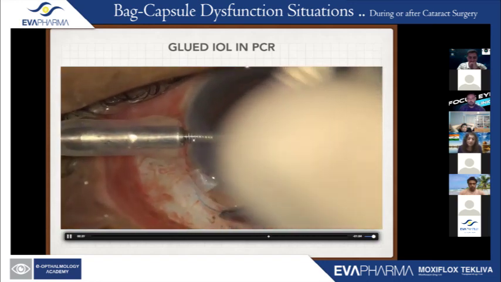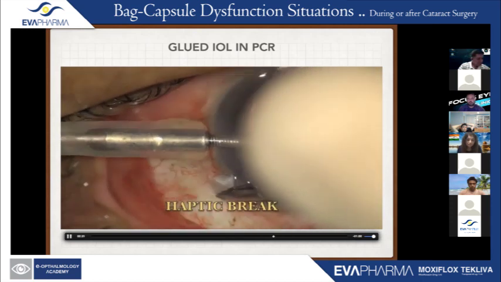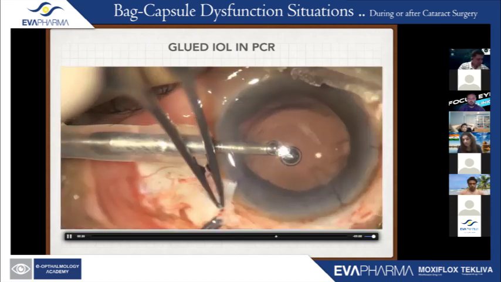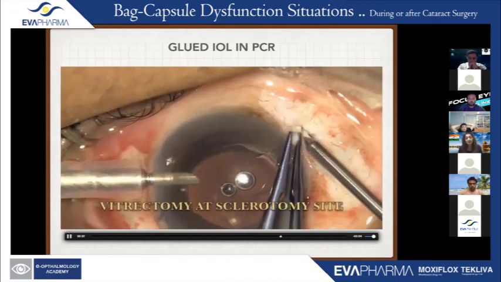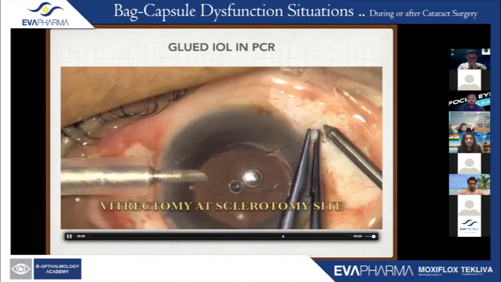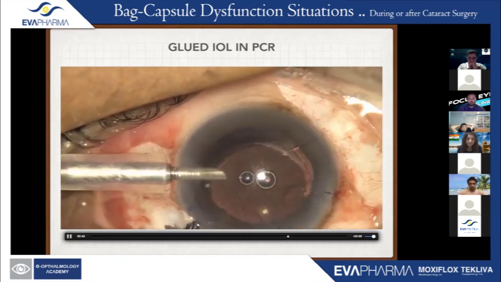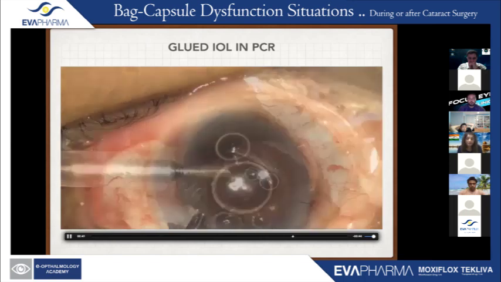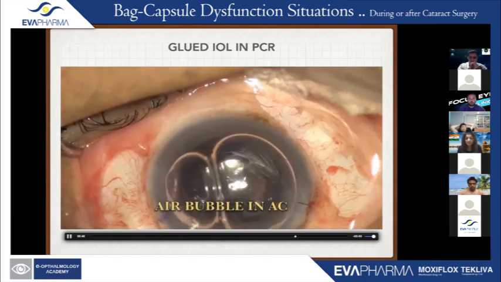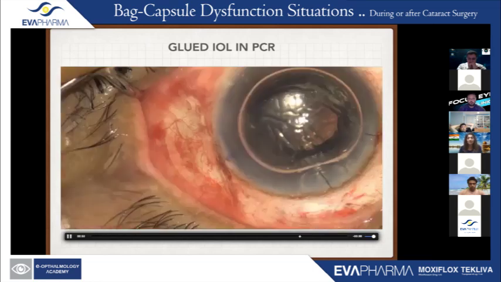Now, this is a very tricky situation. What I'm now trying to do is tuck this haptic inside, but that was a weak point from where I had just grabbed, so the haptic breaks there. But the lucky part was that there was enough remaining haptic, so the remaining haptic would be tucked inside. Otherwise, if you do not have any haptic left, at times you even need to explant that entire intraocular lens, and then use a new intraocular lens and go ahead with the surgical procedure.